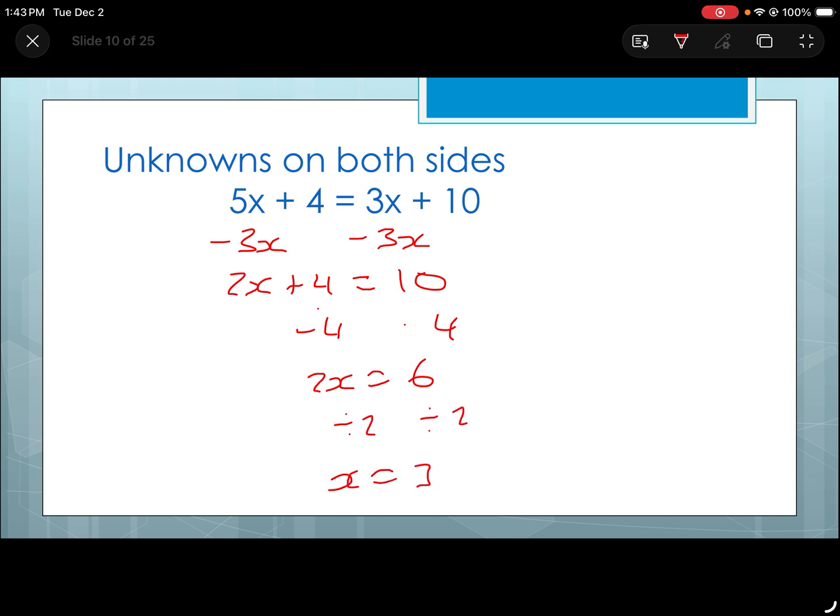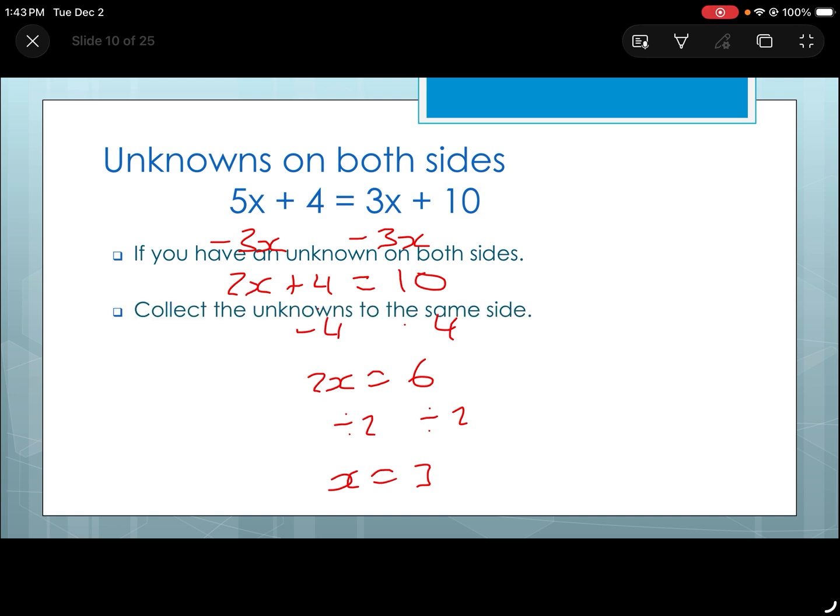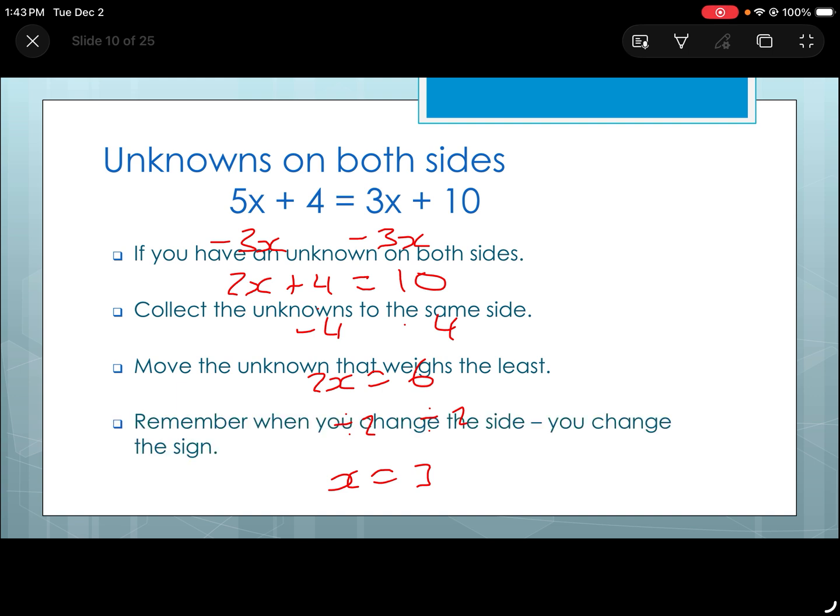So your first step when it comes to these questions is always to look at the x's on both sides of the equation, realize which one weighs the least, and subtract it. And I think I put them in words here. Anyway, we'll see if the words work. If you have an unknown on both sides, collect the unknowns to the same side. To do that, move the unknown that weighs the least. Remember, when you change your side, you change your sign.